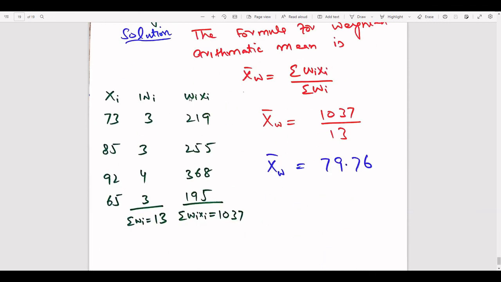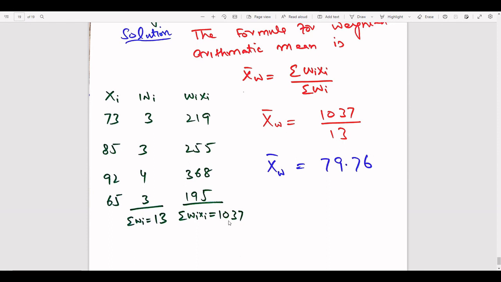So we need wi xi. We multiply w with xi. 73 multiplied by 3 is 219. 85 multiplied by 3 is 255. 92 multiplied by 4 is 368. Similarly, 65 multiplied by 3 is 195. We add up all these four values: 219 plus 255 plus 368 plus 195.